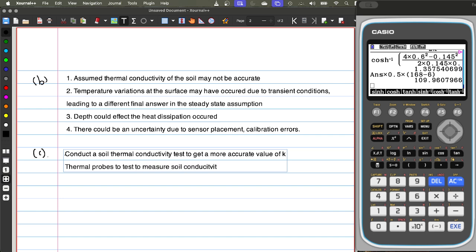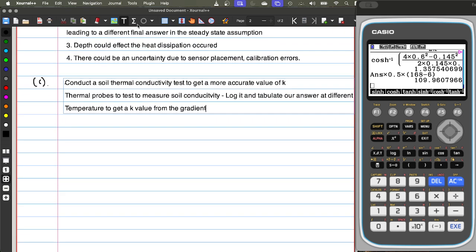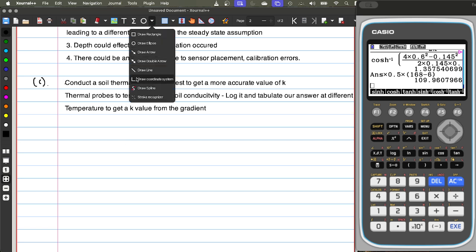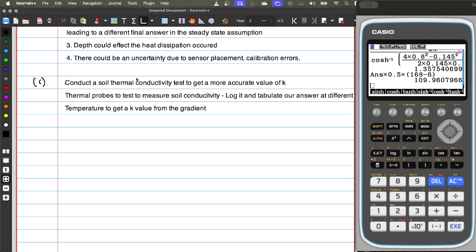We'll have a data acquisition system like we did in our experiment. So we'll log it and tabulate our answers at different temperatures, to get a K value from the gradient. So for example, if I was to draw a plot, so let's go here, Control Shift P, let's draw a coordinate axis. Where's my pen again? There we go. Okay, so let's draw a plot here.